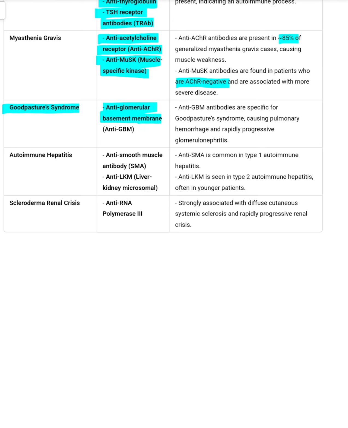Next is Goodpasture syndrome, that is anti-glomerular basement membrane antibody. It is specific for Goodpasture's. It causes pulmonary as well as renal symptoms, like rapidly progressive glomerulonephritis.